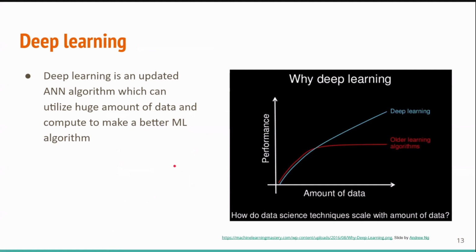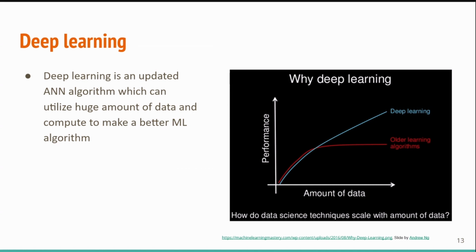Then comes the deep learning part. It is a new version, we can say, of the artificial neural network with a lot of hidden layers. Earlier, neural network layers were limited because of the availability of computation, all those things. Now with CUDA and all, we can easily scale up the number of layers. The other thing is the availability of data. We have a lot of data available on the net.